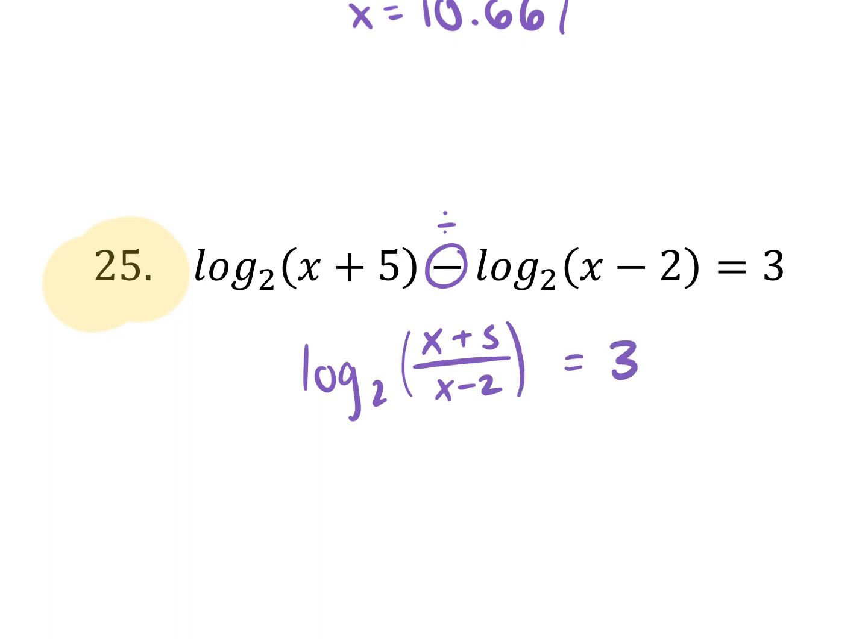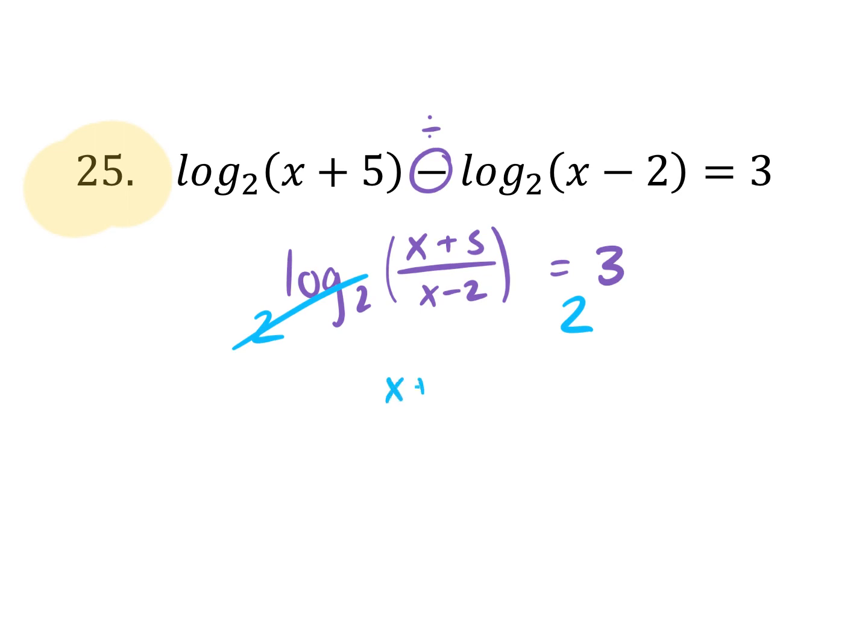Now how can I get rid of that log? Make the big base 2. So it cancels. So this would be (x plus 5) over (x minus 2) is equal to 2 to the 3rd power, which would be what? 8.